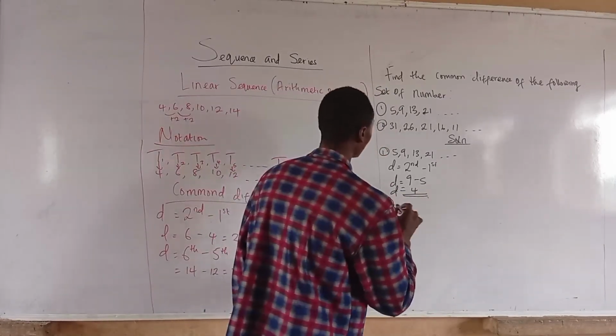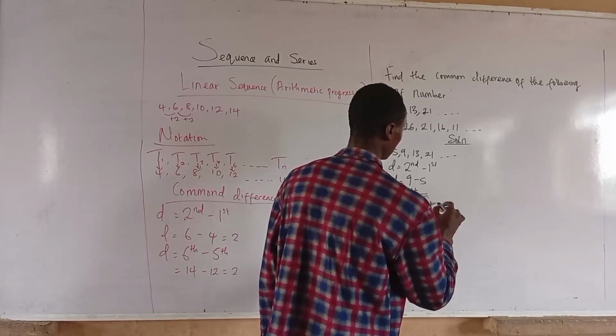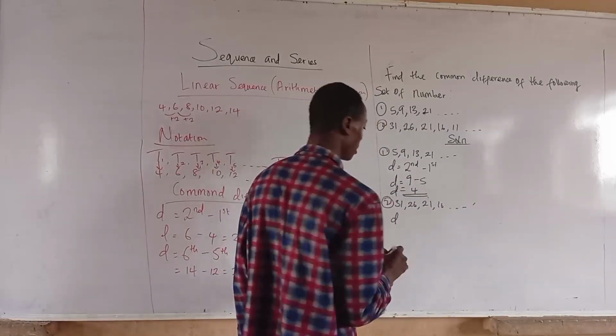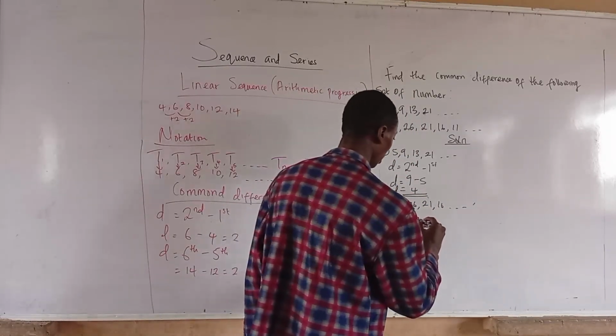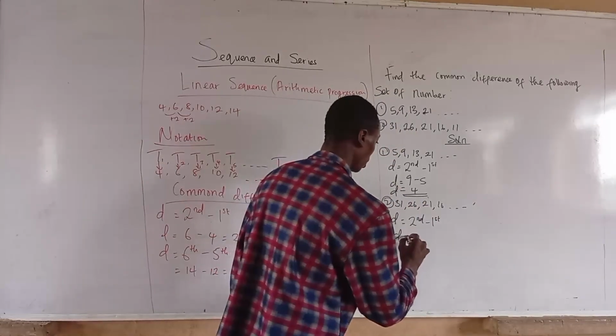So the second example we have 31, 26, 21, 16. Find the common difference. The common difference is given as D is equal to second term minus first term. Now, what is our second term here?